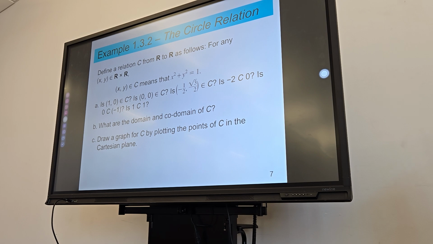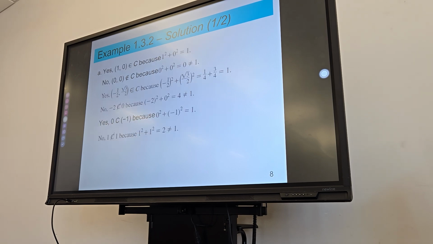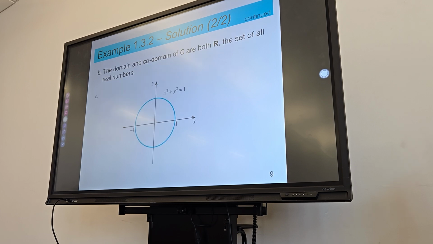Anybody? X squared plus y squared equals 1? Come on, go back to trigonometry. Don't remember? Yeah, it's a unit circle. A circle with a radius of 1 about the origin. So points on that circle would be elements of the C relation. And you got the unit circle as the graph.